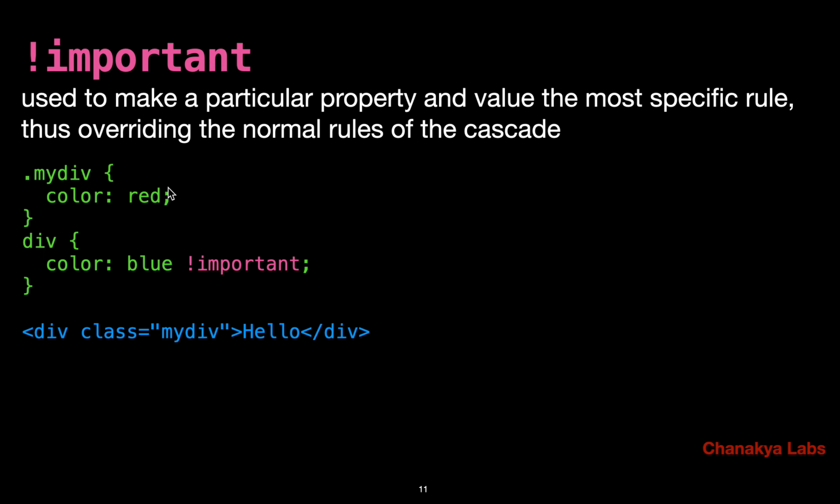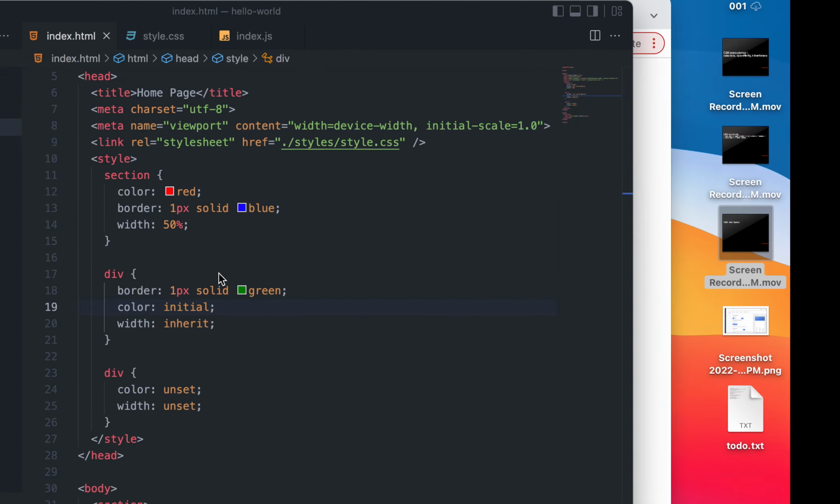But if I want to force that, irrespective of the specificity, use this please, then you can use something like exclamation mark important after that thing, just before the semicolon, at the end of the declaration. This will take priority over everything else. Okay, so let's take an example.